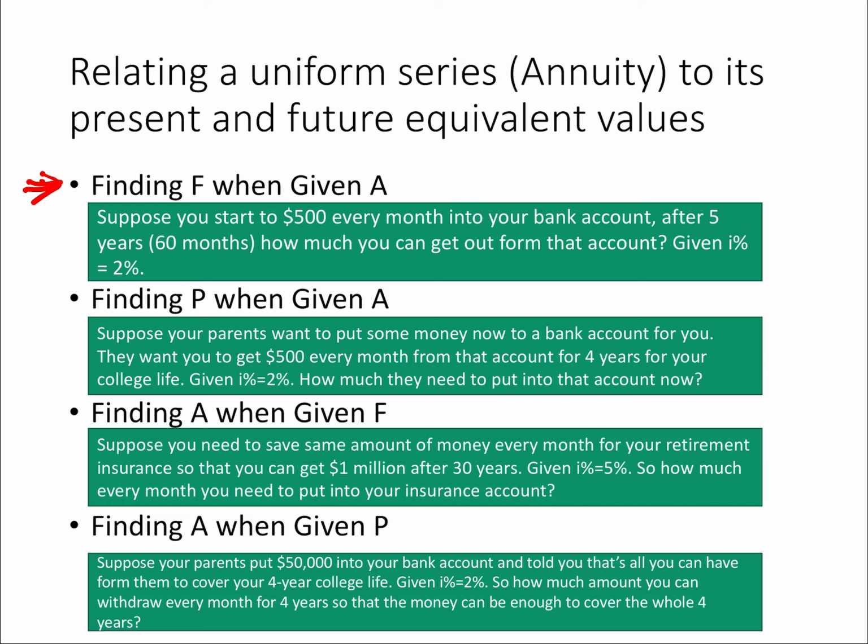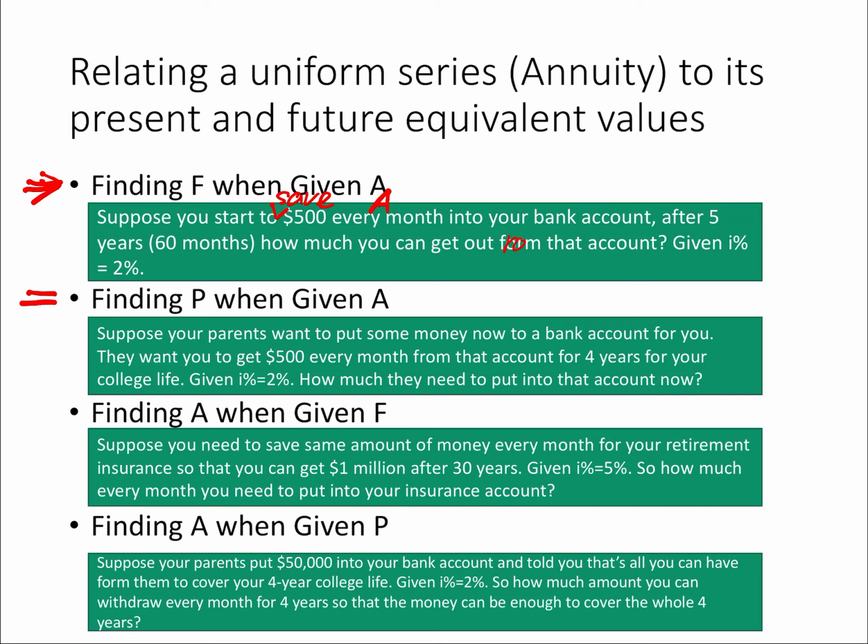In a real case, you can think, suppose you start to save $500 every month into your bank account. So $500 every month into your bank account, that's a kind of annuity, right? And after 5 years, which means after 60 months, how much can you get out from that bank account? That's a typical question we ask ourselves. If I save $500 every month for 60 months, given the interest rate of 2%, I want to know how much I can get after the 60 months. So to answer that question, you can use the equation for finding F given A.